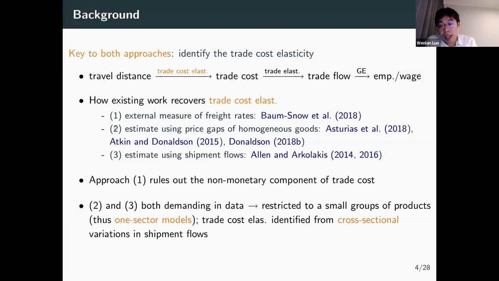And for points two and three, for the second method, you really need the goods to be homogeneous, which restricts the studies to a small group of products, usually agriculture goods. For the third one, as I said before, the current literature has mainly relied on cross-sectional variations in shipment flows. And we would say that both the second and third approaches have a very strong data requirement. Especially the third one, you need some kind of commodity flow, some kind of bilateral trade flow to use this method.